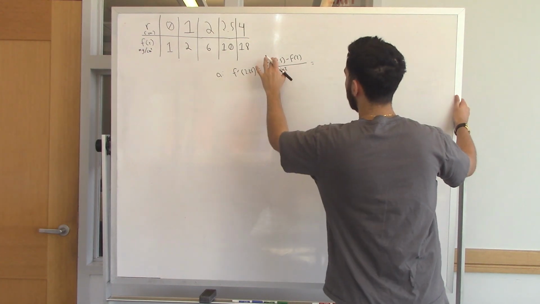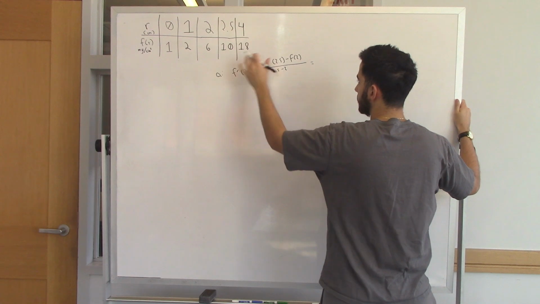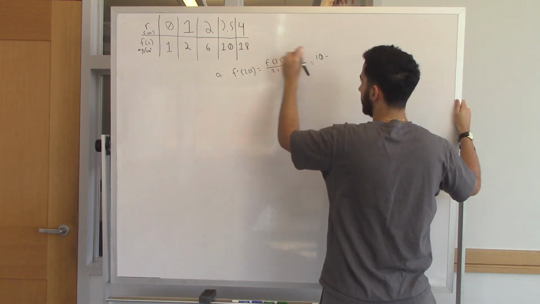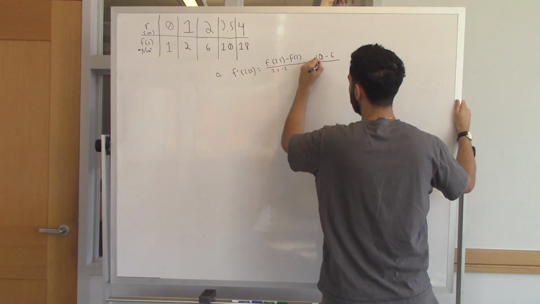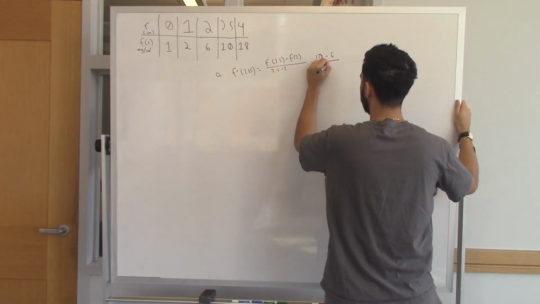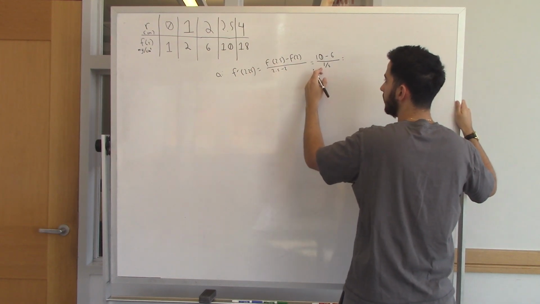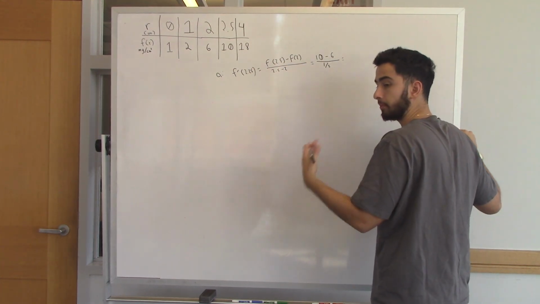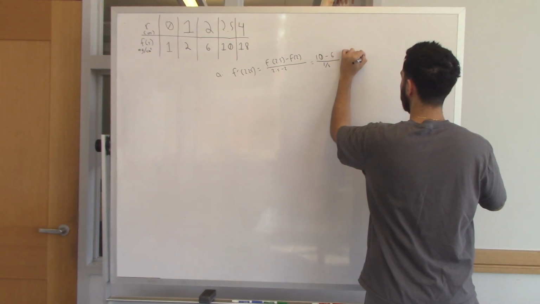Alright, f of 2.5 is 10, minus f of 2 is 6, over 2.5 minus 2 is a half. So you get 10 minus 6, 4, over a half, which is the same thing as multiplying by 2, so you get 8 milligrams per centimeter.